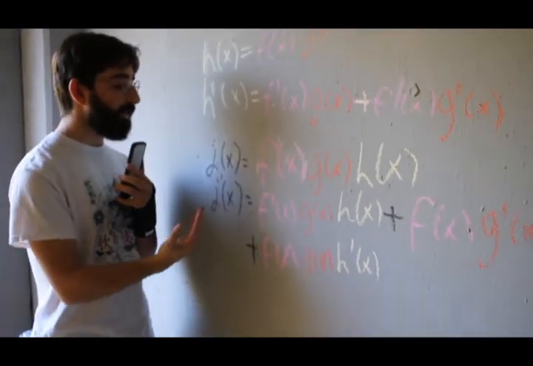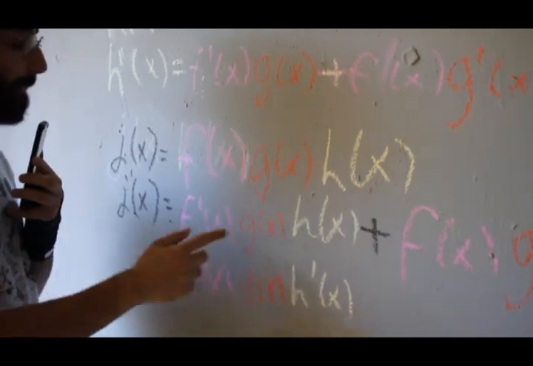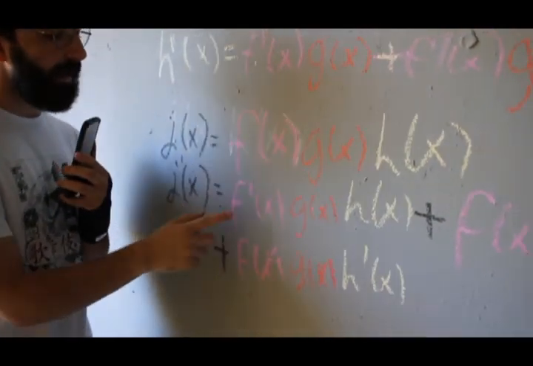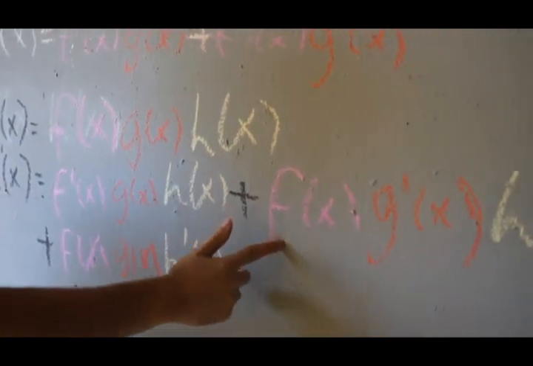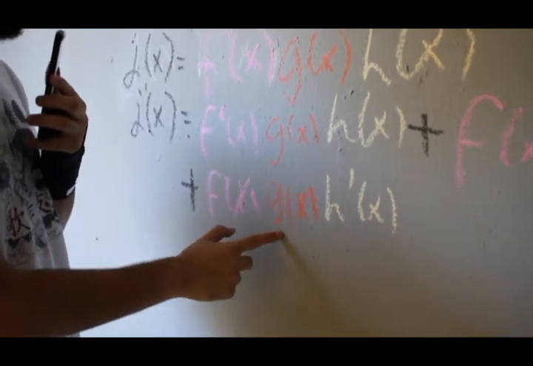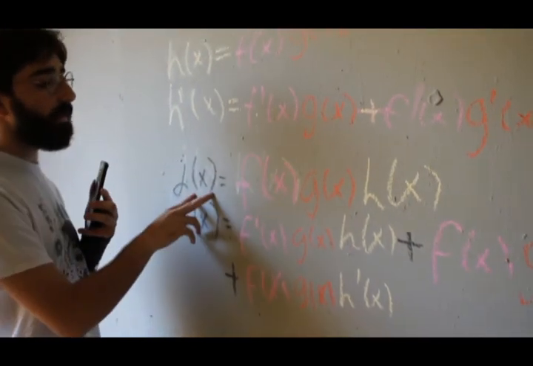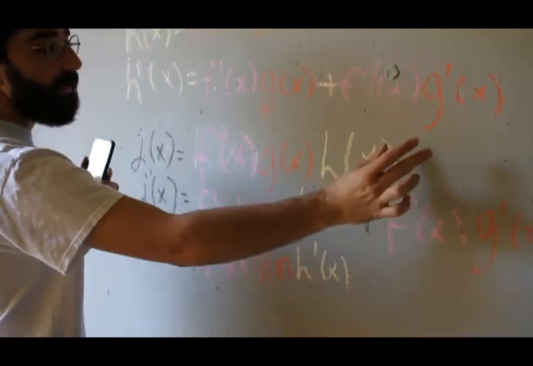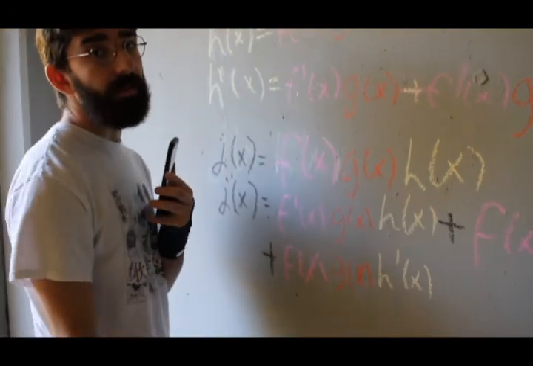So here, if we have this function j of x defined as f of x times g of x times h of x, j prime of x will be f prime of x times g of x times h of x, plus f of x times g prime of x times h of x, plus f of x times g of x times h prime of x. And every time you have another function multiplied together, you just carry on in a similar pattern.